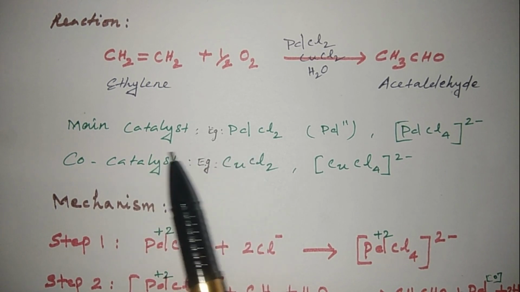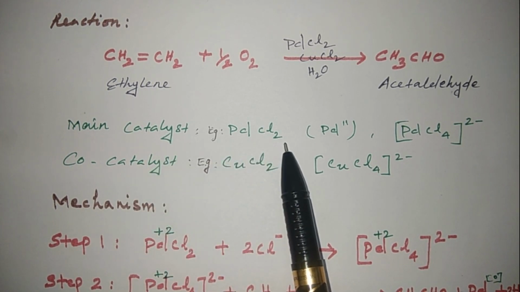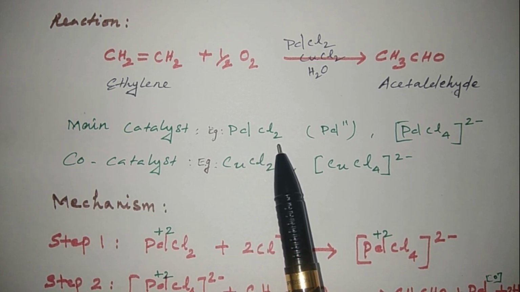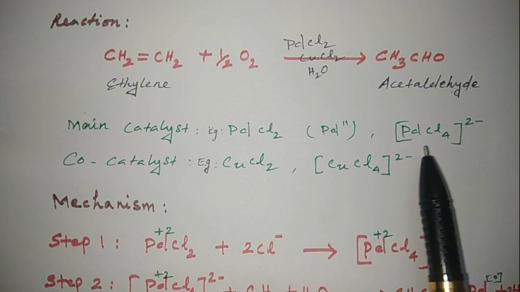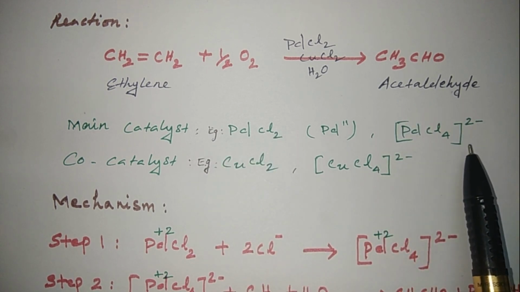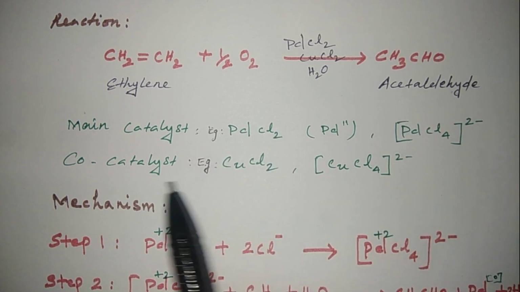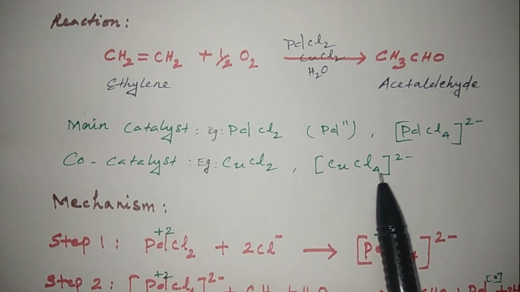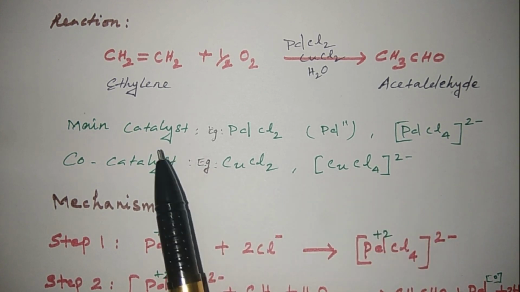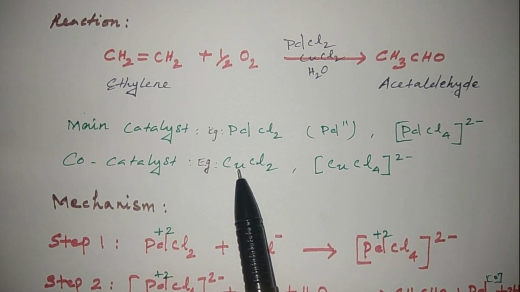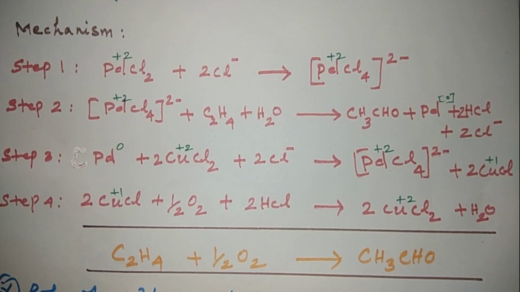In the Wacker process, the main catalyst is palladium chloride. Palladium chloride is in +2 oxidation state. Otherwise, PdCl4 2- is also called the main catalyst in the Wacker process. The co-catalyst is, for example, CuCl2 and CuCl4 2-. Main catalyst palladium and co-catalyst are also in the +2 oxidation state. Now we see the mechanism for the Wacker process.